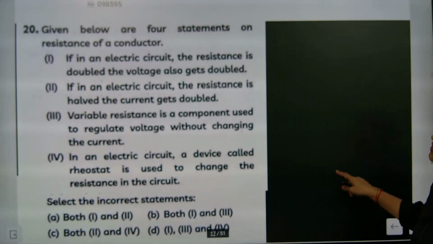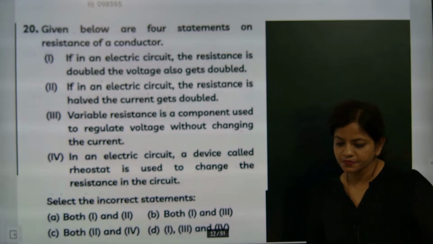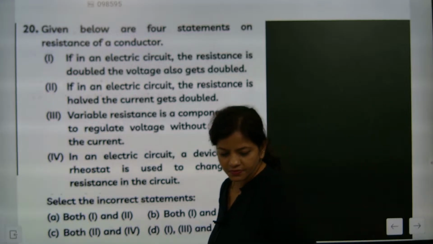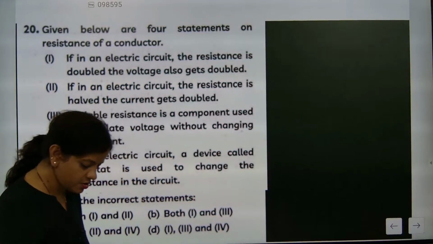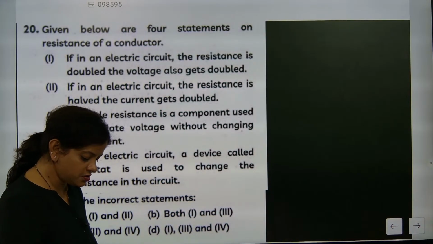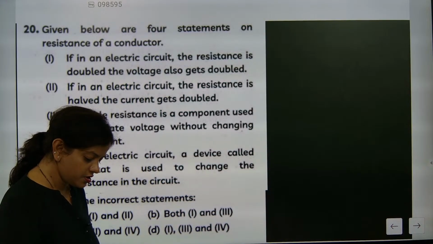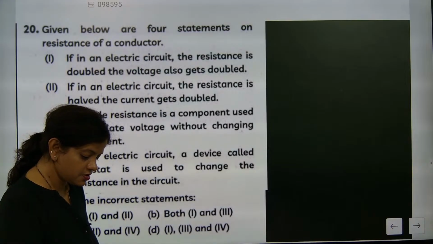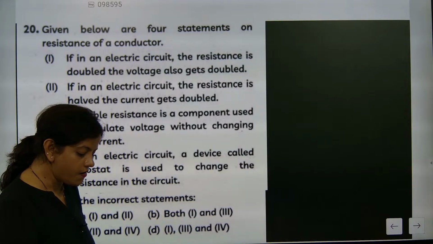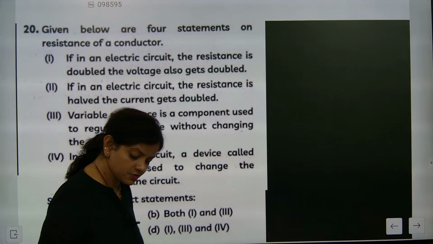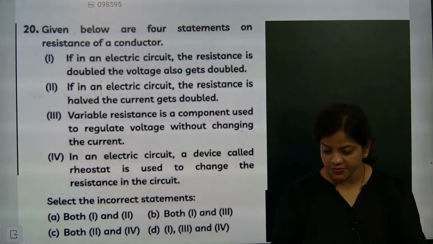Now, shall we go for question number 20? Yes, I know that. Math paper. See, here if I shout, it means I'm getting very angry. This time CBSE did something unexpected.